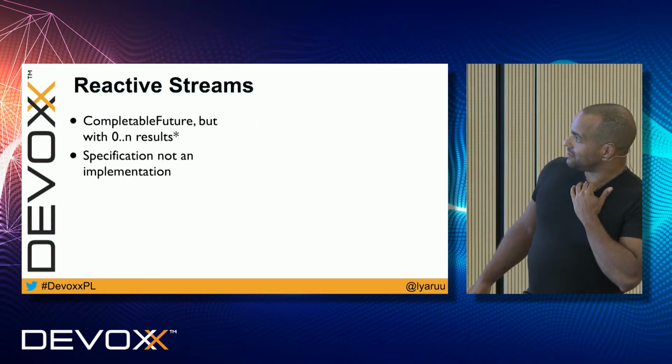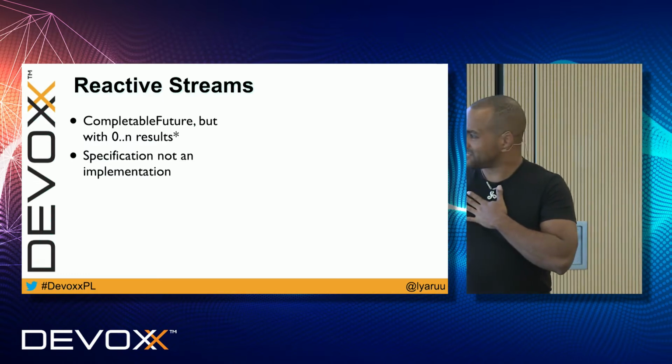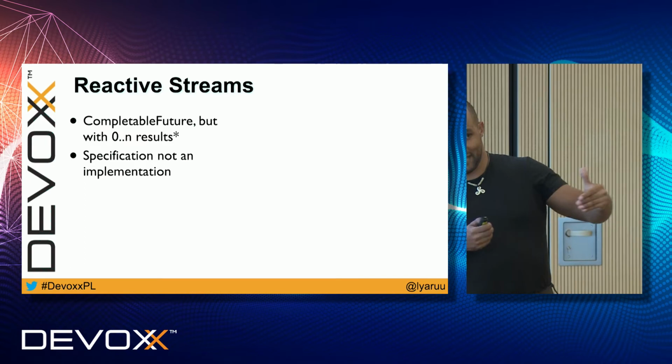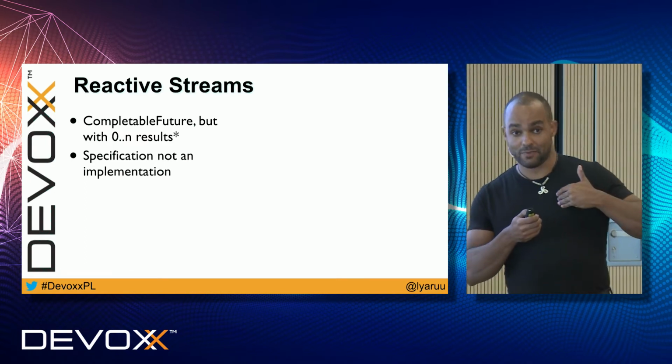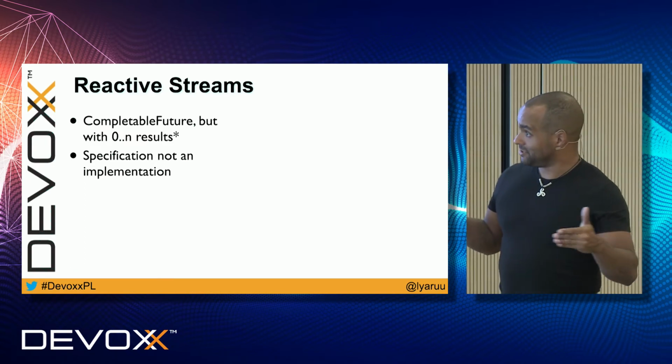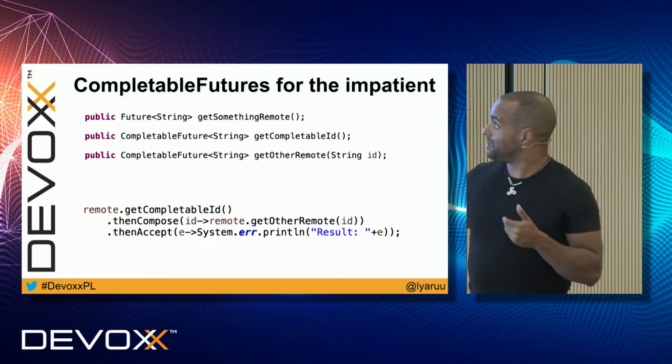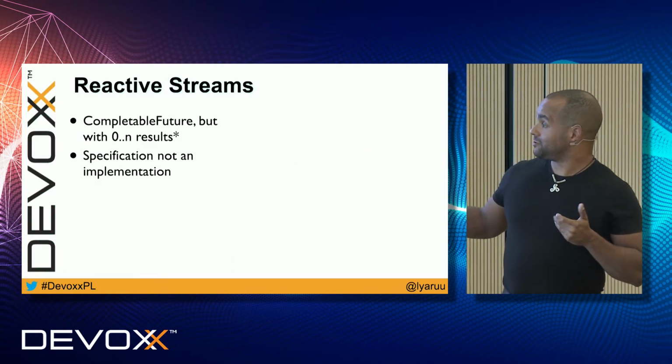Reactive streams are a similar approach. They're a bit like a completable future, only that it has potentially many results. The completable future only has one, right? It's there or it isn't. But here we can have a lot, 0 to n.